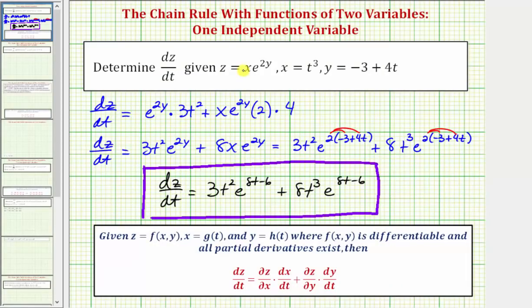And one more thing before we go, another way to find dz/dt would be to write z as a function of t by substituting t cubed for x and negative 3 plus 4t for y. Notice how if we did that, it would give us z as a function of t, and then we could find dz/dt without applying the chain rule.